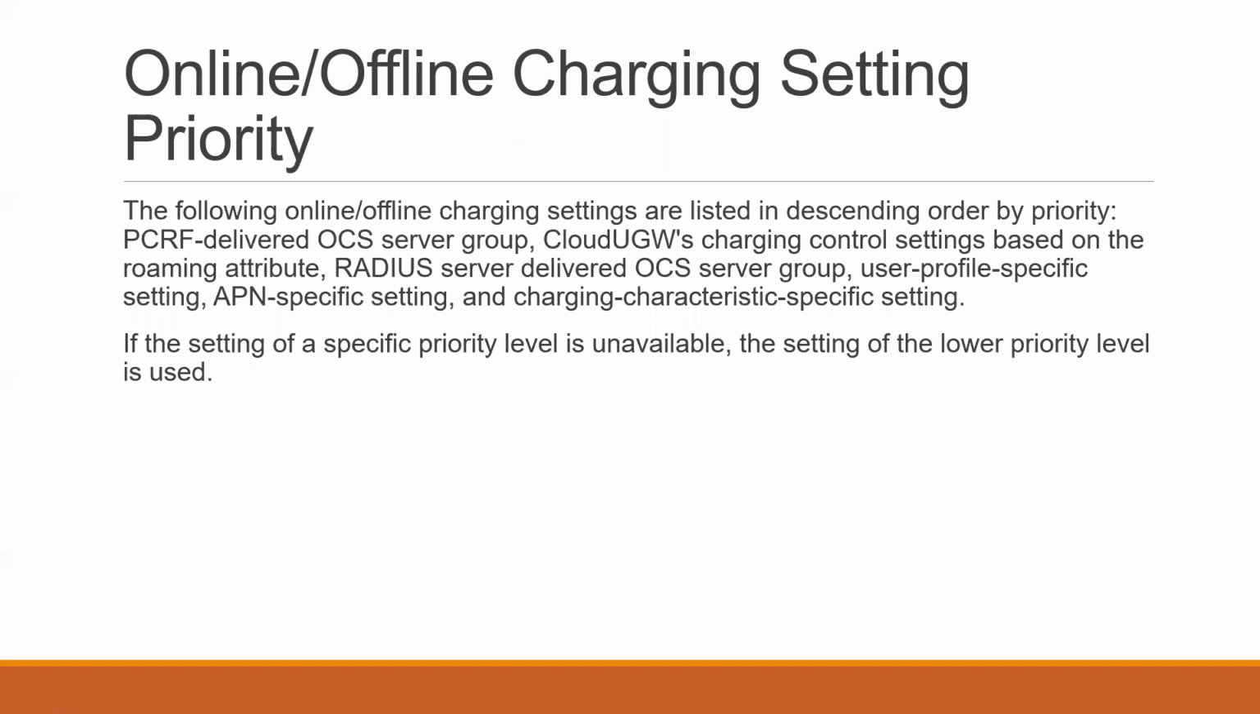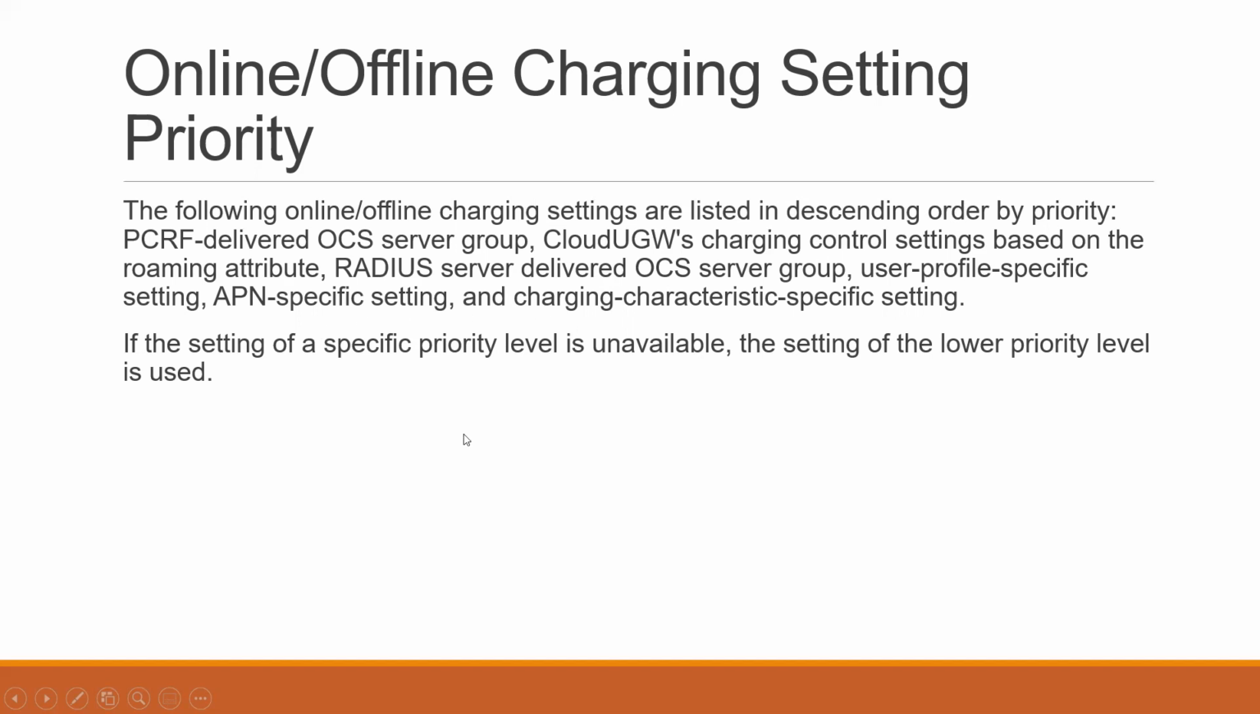Okay, the following online offline chargings are listed in descending order by priority. Okay, so this is the descending order. Like we already discussed it earlier as well. So PCRF has the least priority. Then you have cloud control, and then its charging control setting, the RADIUS delivered OCS service group, the user profile, APN specific, and charging characteristics.